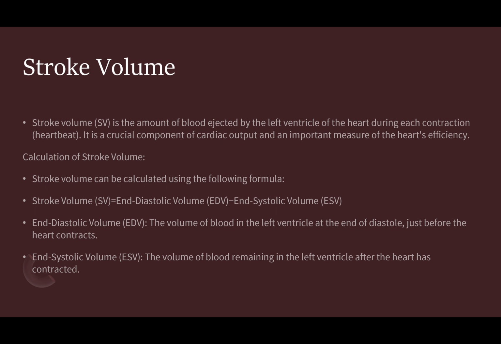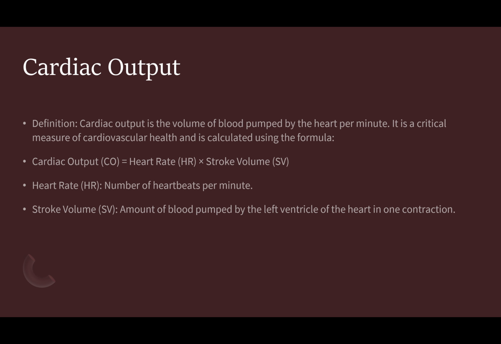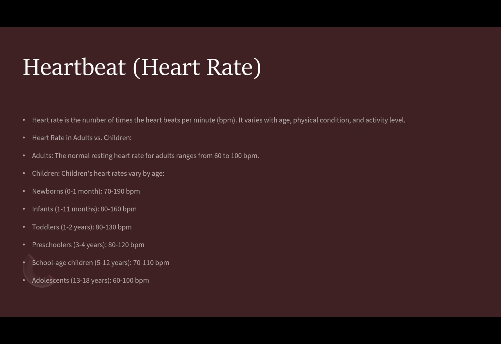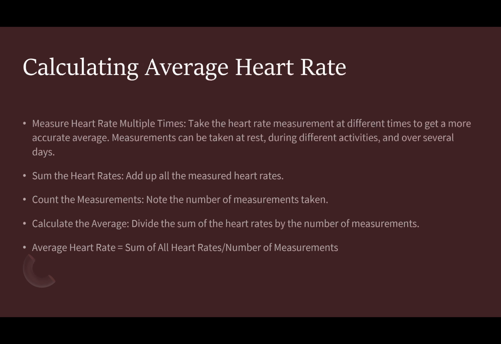This is one component of calculating cardiac output. The other component is the heart rate. This is the number of heartbeats per minute. Beats per minute, BPM, is the unit. It varies with age, physical condition, and level of activity. So adults usually have 60 to 100 beats per minute. Newborns usually have 70 to 190. Infants 80 to 160. So different heartbeats for different groups.